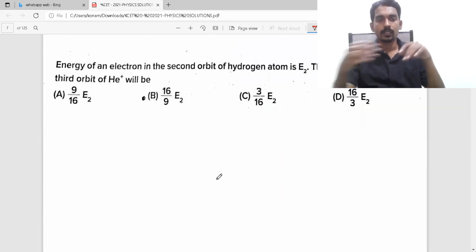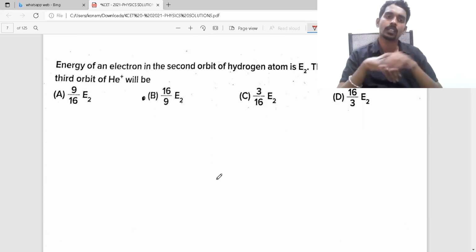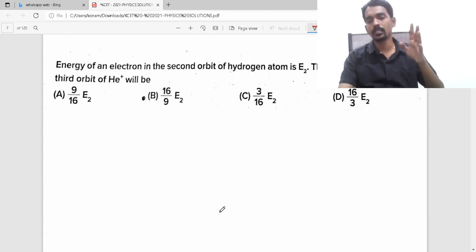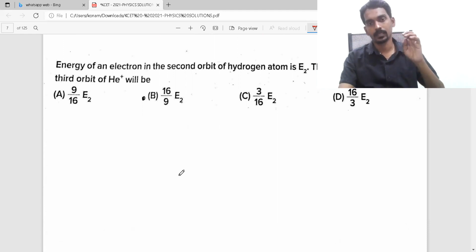Next, the energy of an electron in the second orbit of a hydrogen atom is E2. The energy of an electron in the third orbit of He plus will be? It is formula based and comparison. See, the formula you need is for the energy of the nth orbit electron in any atom, I mean the Bohr atomic model. So you have the formula minus 13.6 by n square into z square. That is the general formula for the nth orbit electron for hydrogen or any hydrogen-like atom.